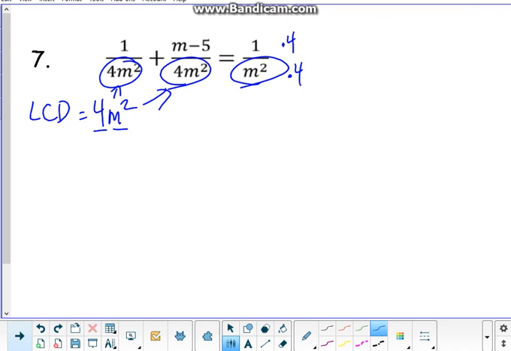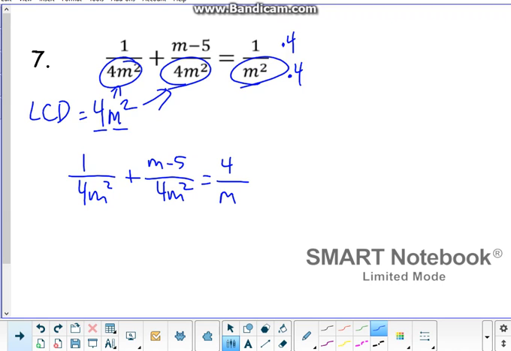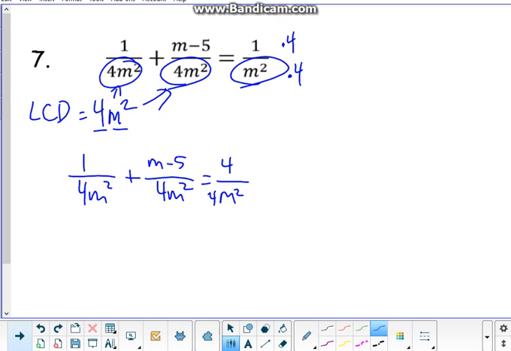Okay? So let's go ahead and rewrite everything with the LCDs. The only thing that really changed was that fraction on the right-hand side. Now we take a look at our excluded values. What can m not equal? Well, the only thing that m cannot equal here is if I were to plug in a 0. If I have m equaling 0, that's 4 times 0 squared, and that's going to give me 0. That's undefined. So my excluded value, m cannot equal 0. Let's go on to our next step.